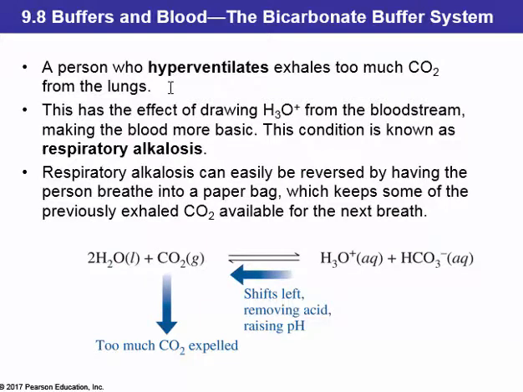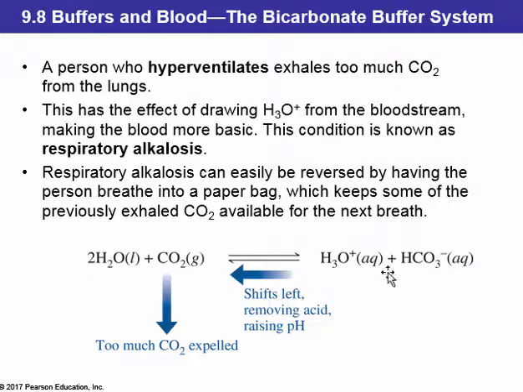A person who hyperventilates exhales too much carbon dioxide, so gets rid of too much carbon dioxide. This causes a shift of this equilibrium to the left, and our concentration of hydronium decreases, which means our pH increases and the blood becomes more basic. This is known as respiratory alkalosis.